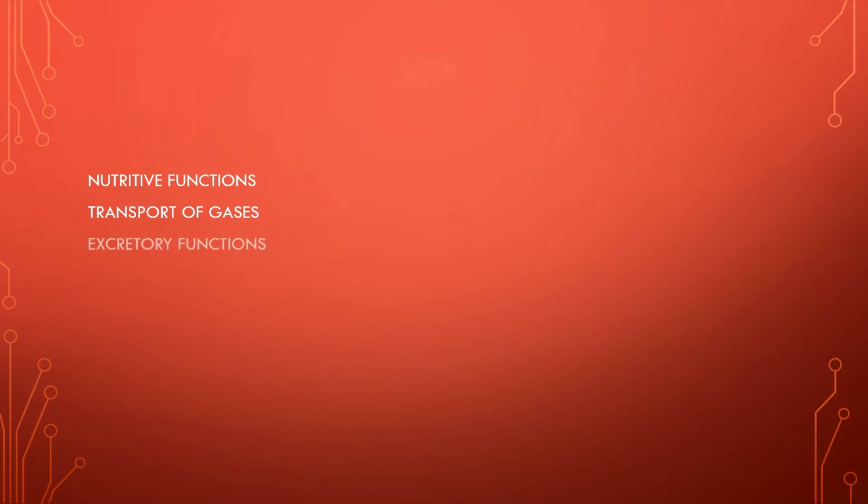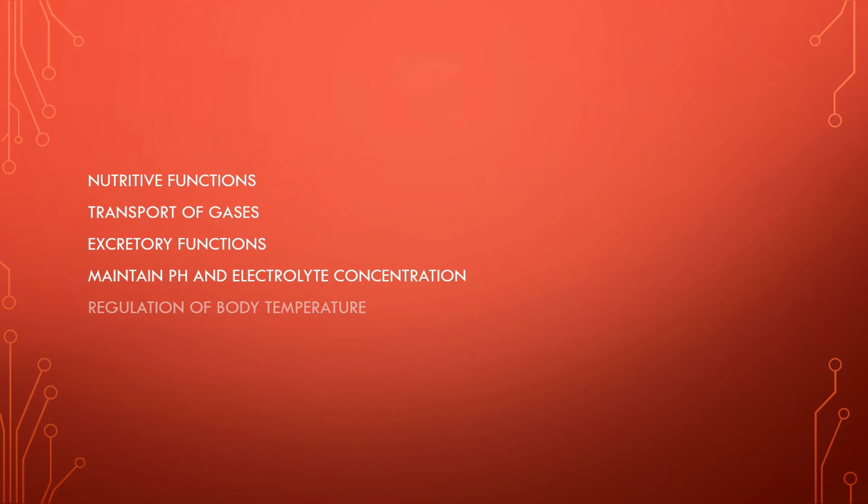Second, transport of gases. It transports oxygen from air through the lungs to the tissues. It removes carbon dioxide from the tissues to the lungs and then outside the body. Third, excretory function. It carries the waste products of cellular activities to the kidney, skin, and lungs. Fourth, it maintains the water, pH, and electrolyte concentration.